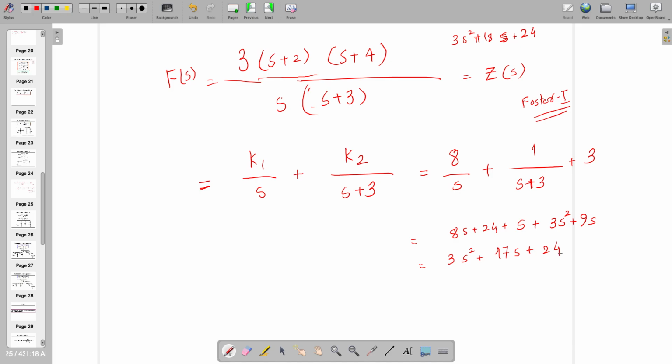Did I make any mistake? Oh, okay, okay. I forgot to add that. I forgot to add this. Yeah, so this is correct. This is correct. Pawan, right?